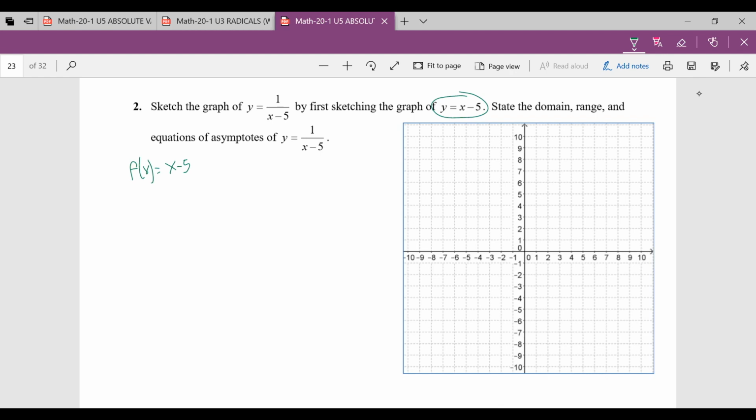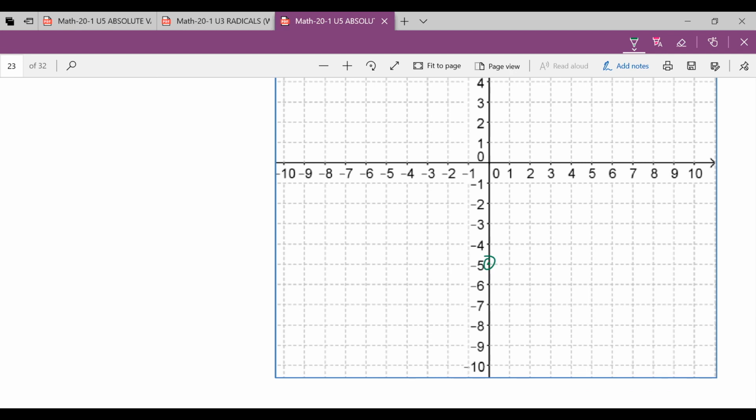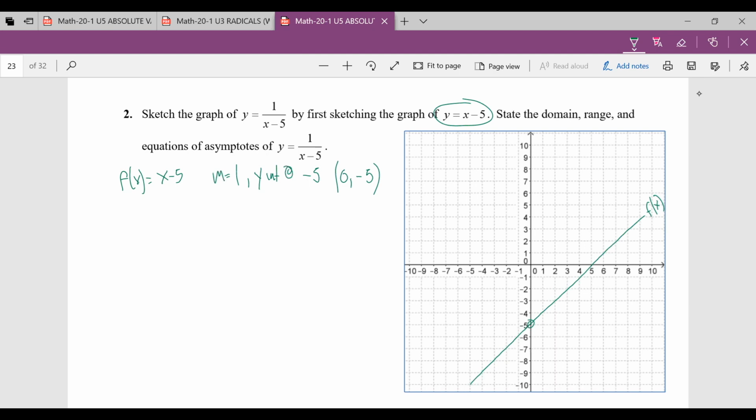And that tells us a few things right off the bat. We know that it has a slope of 1, and we know that it has a y-intercept at, not of, but at negative 5, which means that the y-intercept is (0, negative 5). And with much ease and simplicity, we can find negative 5 on the graph and draw a line with a slope of 1. All right, and off the charts it goes. Cool. All right, so there is f of x.